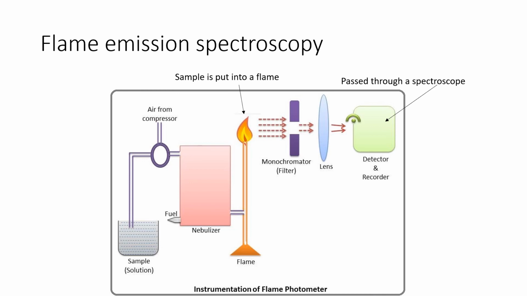Now please do not copy this diagram. It was the simplest one that I could find on Google Images, but it's still more complicated than what you need to know. The bits that I've put at the top, the descriptions, that's the important part. So you'll have your sample, and basically you put the sample into a flame. The light from that flame will pass through some lenses and filters until it reaches something called a spectroscope. A spectroscope is a piece of machinery that will be able to pick out the individual wavelengths created in the light.